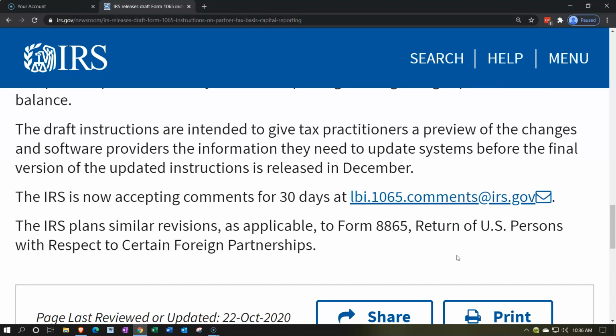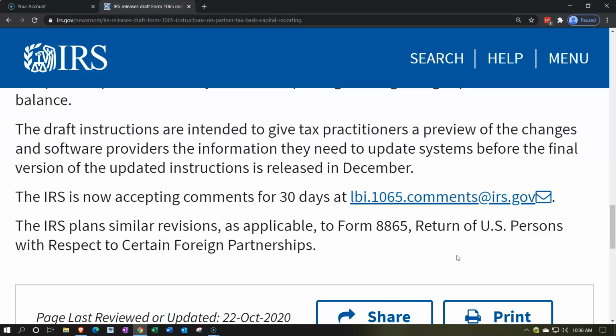So the draft instructions are intended to give tax practitioners a preview of changes and software providers the information they need to update systems before a final version of the updated instruction is released in December. The IRS is now accepting comments for 30 days and you'll find the link here. There'll be a link to this in the description.